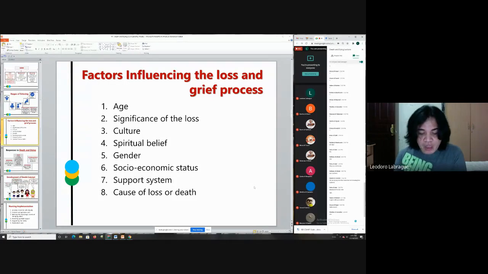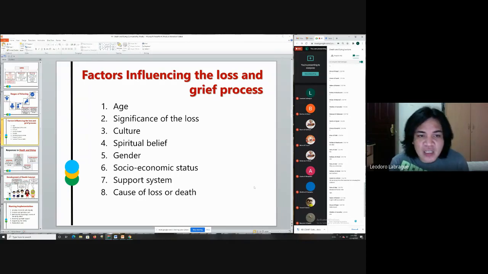Because most elderly people have come to terms that loss is inevitable. They have accepted it already. Unlike younger people who are not yet ready for death and dying, they would have a different reaction to it. That is how age affects the loss and grieving process of an individual. They have their own different experiences, their own way of coping, and their own way of accepting loss, death, and dying.